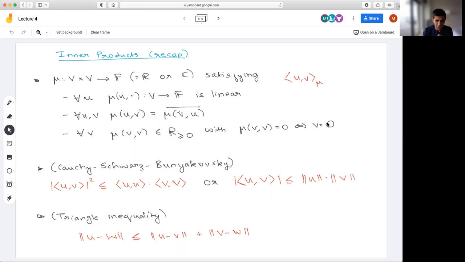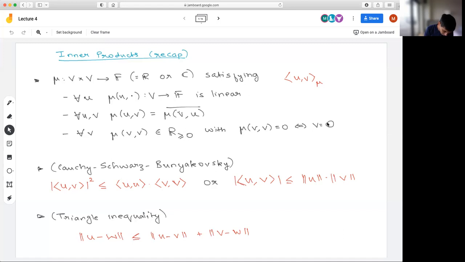And we also saw some other nice properties, like it's conjugate linear or anti-linear in the first coordinate. And then we proved a couple of useful inequalities. The first one, I sort of sketched the proof of, is the Cauchy-Schwarz-Bunyakovsky inequality, commonly known as Cauchy-Schwarz. And there are two equivalent ways of writing it.